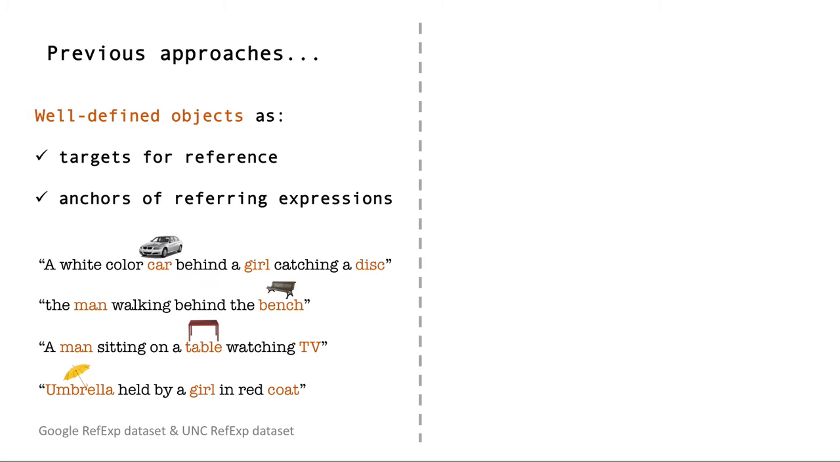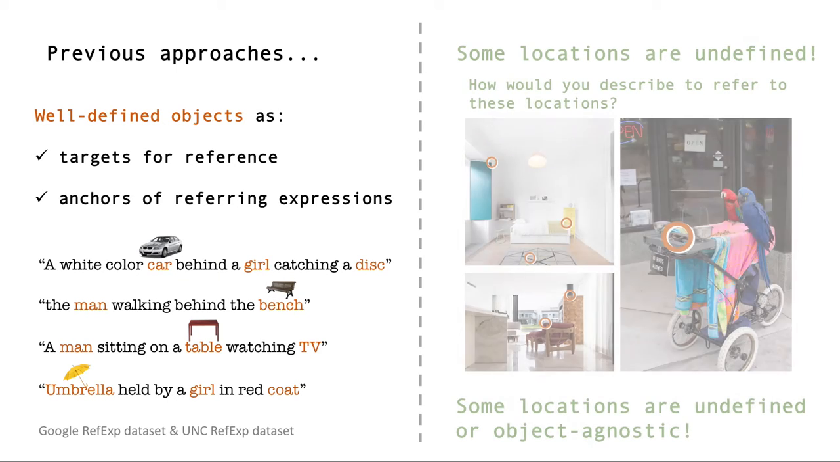Although there already have been various efforts to develop approaches to enable automated visual reference resolution, one key limitation is that most of the work rely on well-defined objects and treat them as either targets for reference or as anchors in the reference expression. As you can see in the referring expressions which are extracted from publicly available datasets, being able to detect well-defined objects should be a necessity.